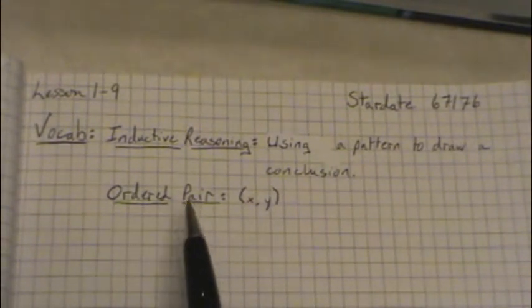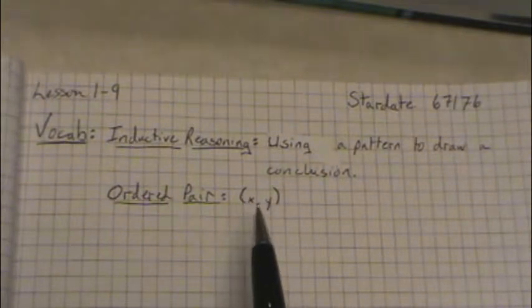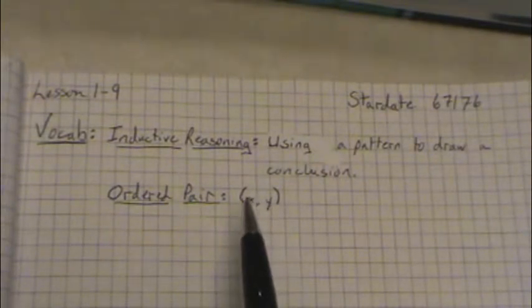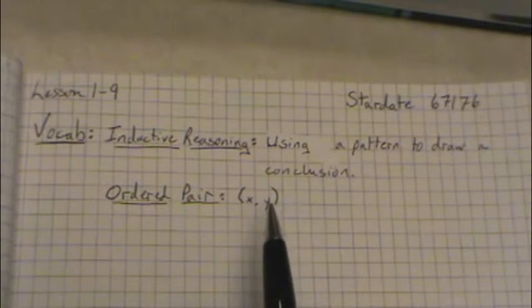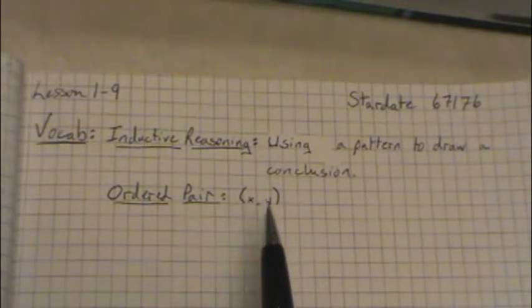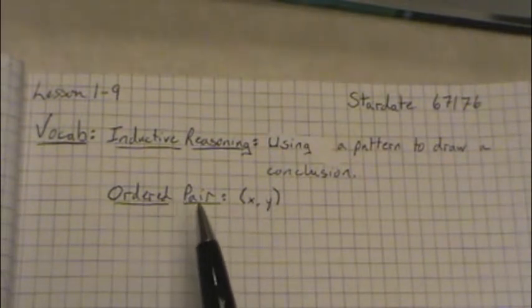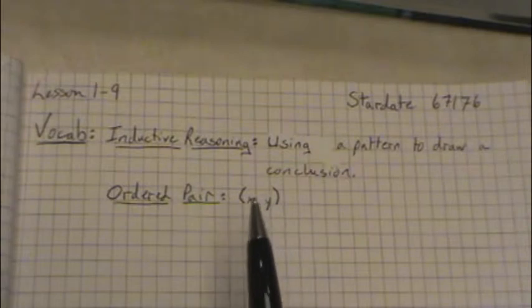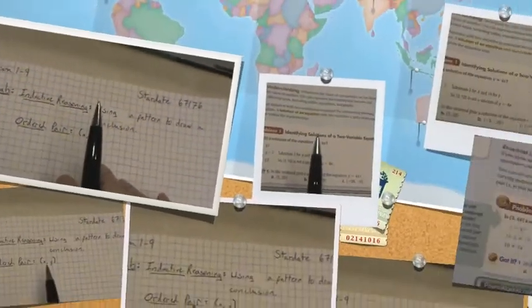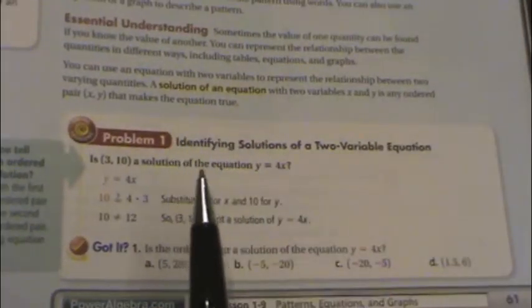An ordered pair is what you use when you're graphing things. And they are always marked by parentheses. It's always X first, then Y. They always go in alphabetical order. Always, always, always. When you're graphing, when someone says ordered pair, number comma number, X comma Y. Always.